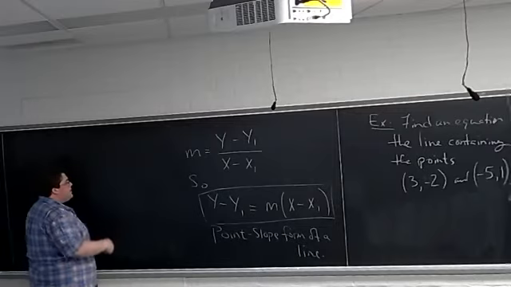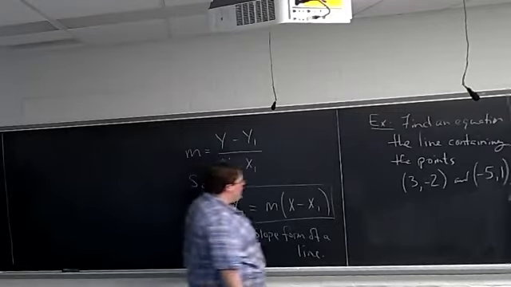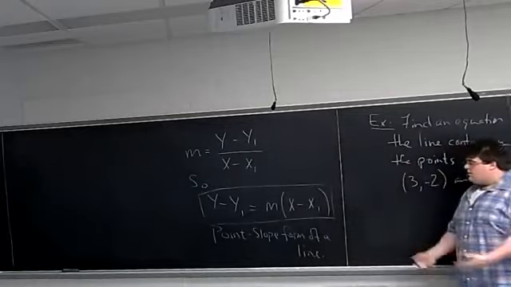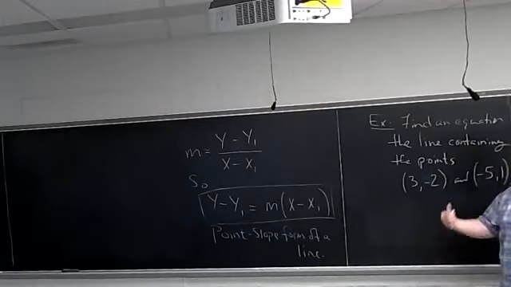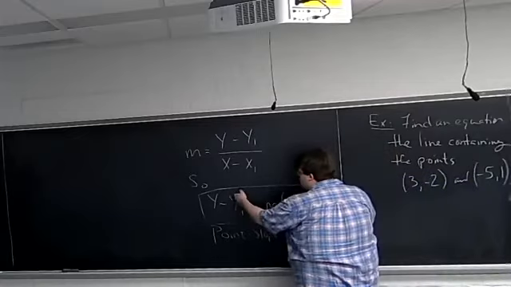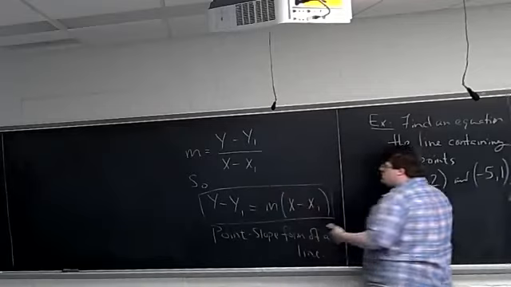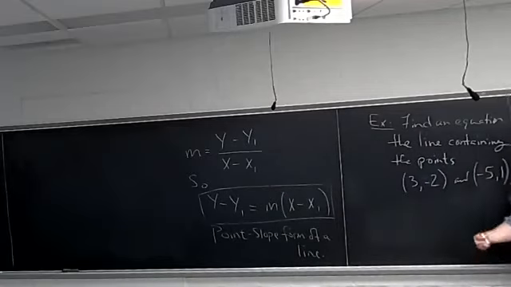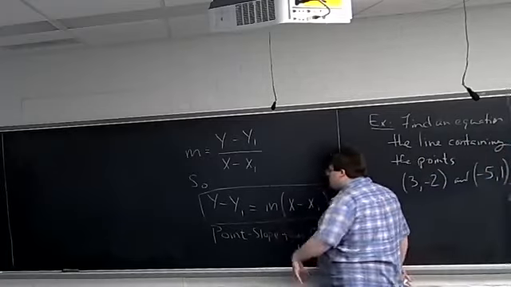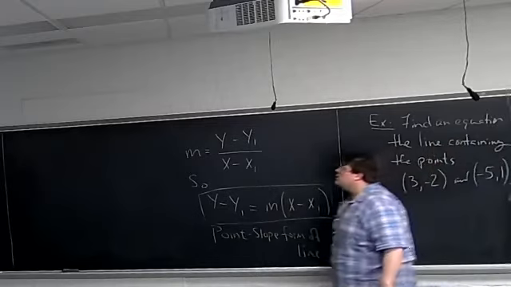So example, find an equation for the line containing the points. Well, if we're using the point slope form of the line, which we should get used to in calculus, one of the things we're going to do is find equations of certain lines. And a point will generally be given. And we're going to see ways we can find the relevant slope. So when we need an equation for the line, calculus is going to give us the slope. And because of that, the point slope form is much more convenient.